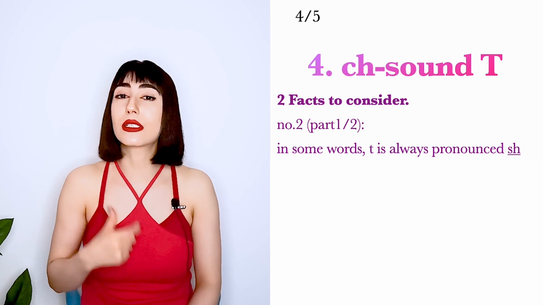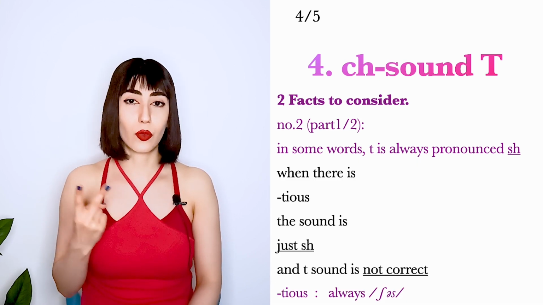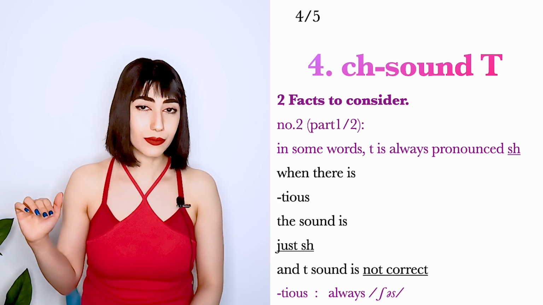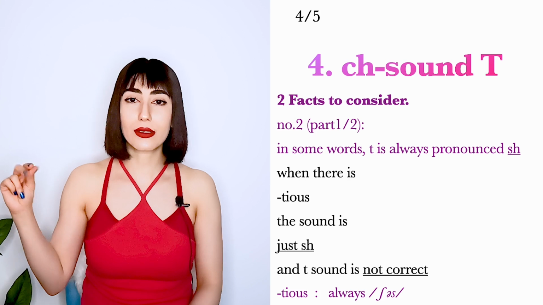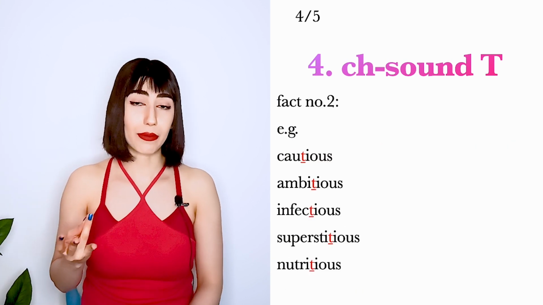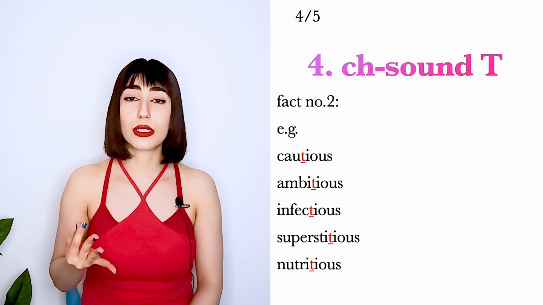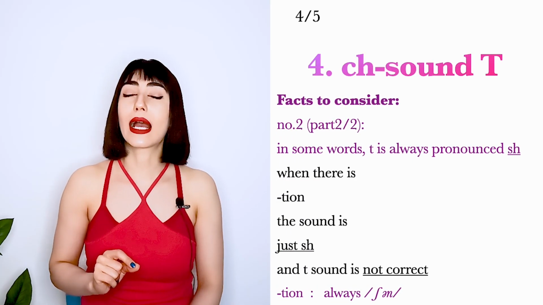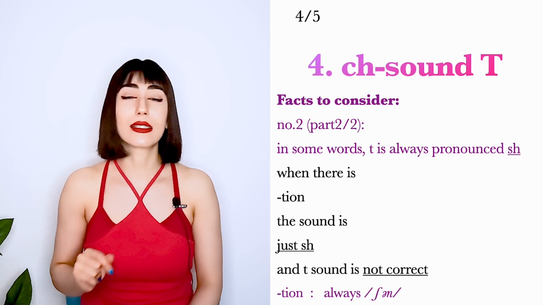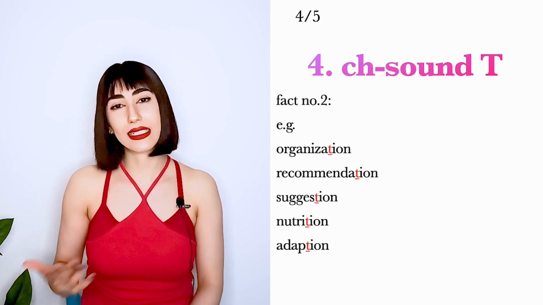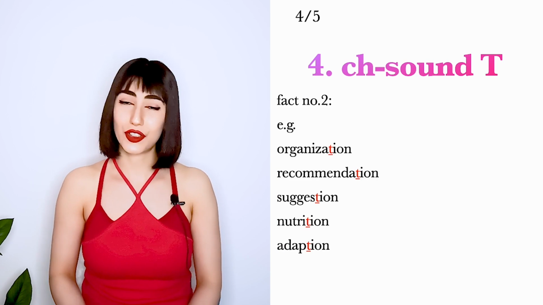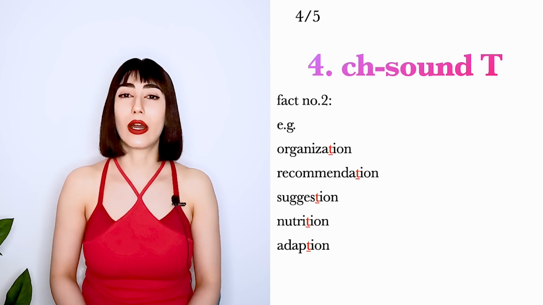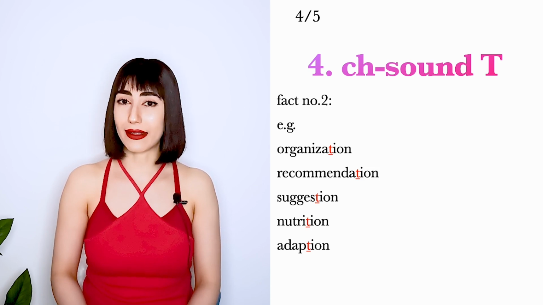Another case is we have sh with T in English, but again, pronouncing T is wrong. You have to say sh. Two situations. When we have T-I-O-U-S, all of them together sound shus, like cautious, ambitious, infectious, superstitious, and nutritious. Another situation is when we have T-I-O-N, sounding shun, like organization, recommendation, suggestion, nutrition, adaptation, and these lists go on. You can find many words with these patterns.